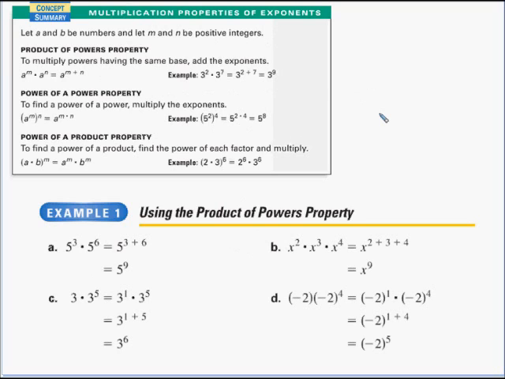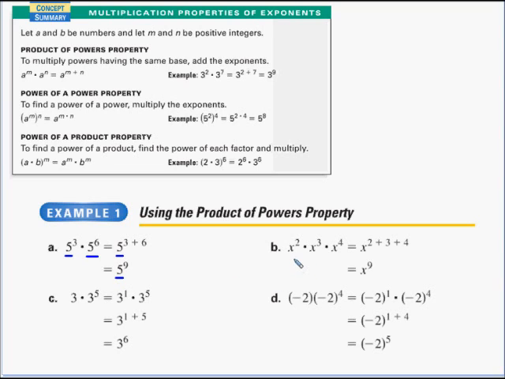So let's go ahead and put these properties to action here. We have 5 cubed multiplied by 5 to the 6th. Our base is the same, they're both 5s, so we can simply say 5 and we can say cubed plus to the 6th, giving us again the same base, 5 to the 9th.